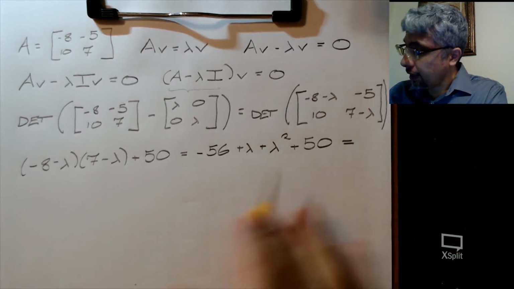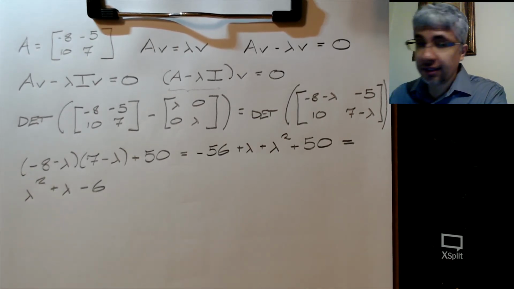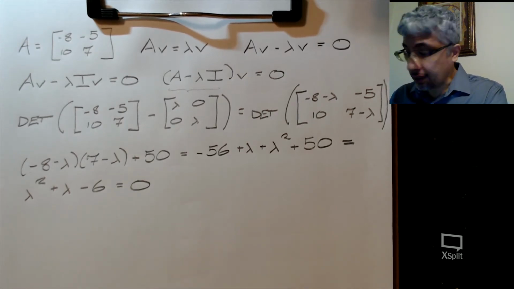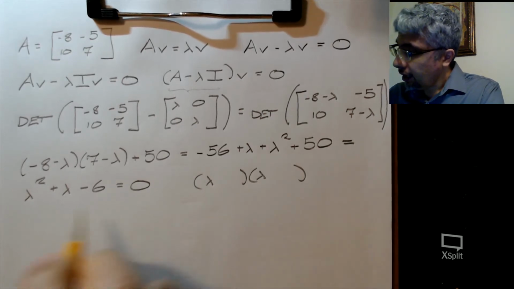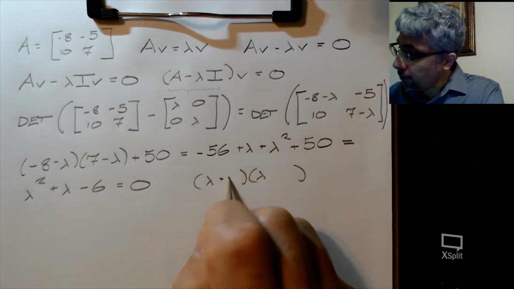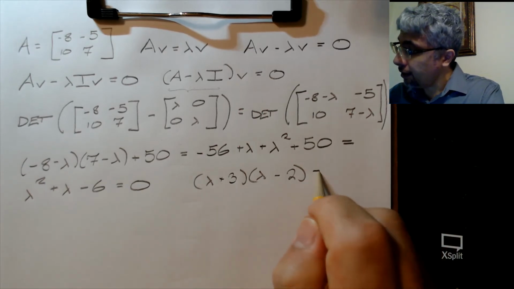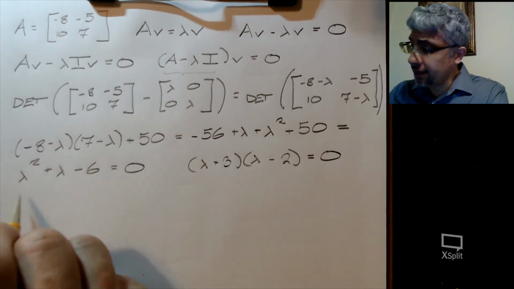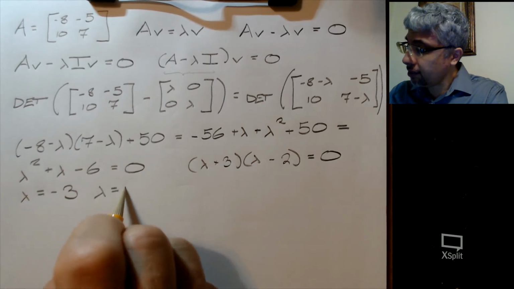So, what do I get? I have lambda squared plus lambda minus 6. And I want this to be equal to 0, like I said. So that just means I want to factor this. And since this is a plus lambda, I'm going to get a plus 3 and a minus 2. That's going to give me a plus lambda there. And I have that. Okay. So what does this tell me? Well, it tells me that lambda must be minus 3 or lambda must be 2.